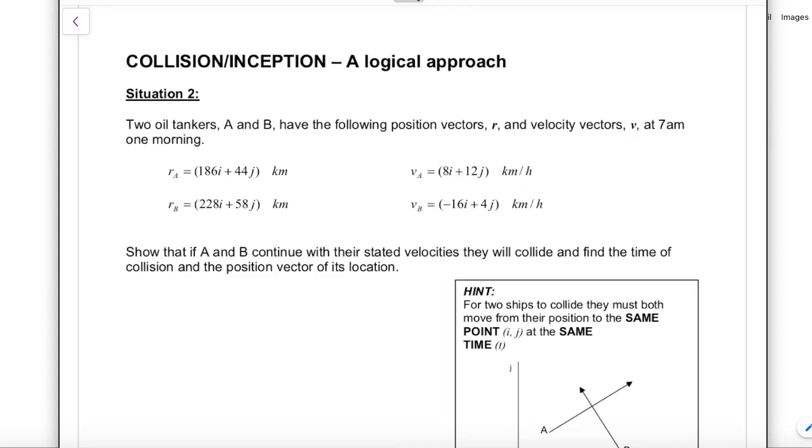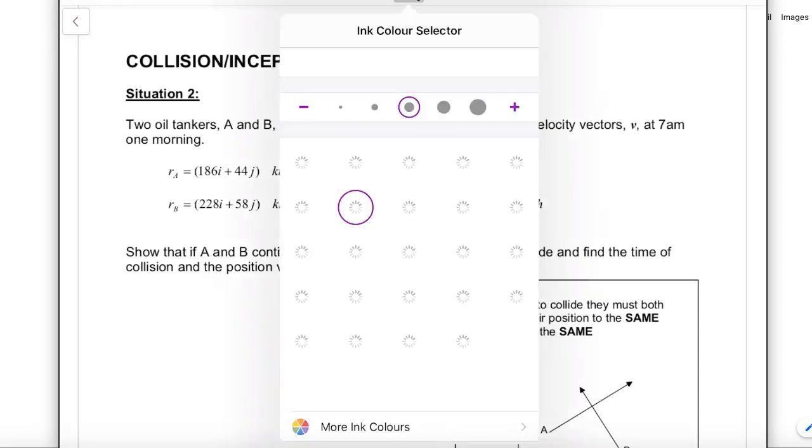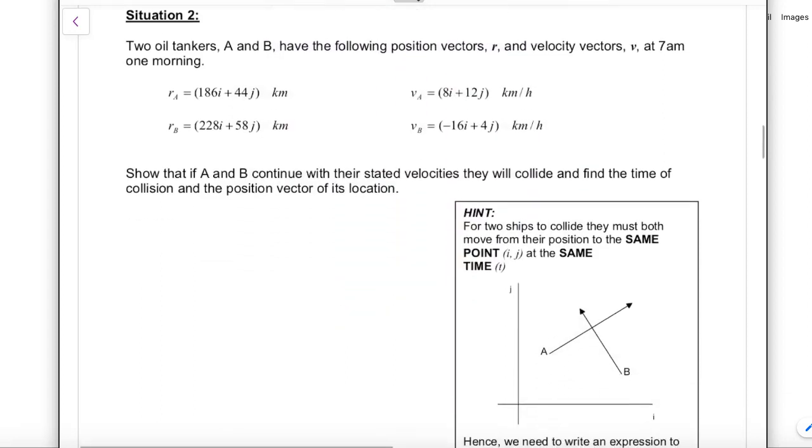In our second example, we're going to have a look at finding at what time and at what position two objects or two ships collide. So if they've got their initial position and they're moving with a particular velocity, when two things collide, it means that they're actually going to meet at that same point. So we can find a position vector for that.